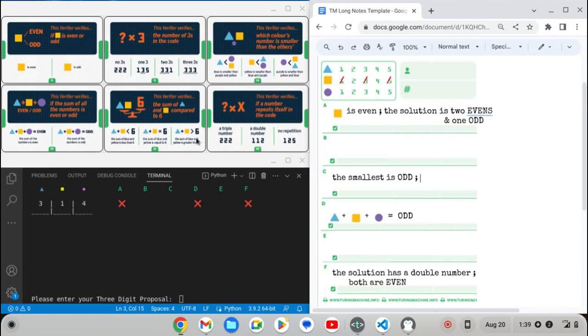And so let's see. I guess we could also eliminate, since we know the smallest is odd, there's no way it could be 5. So I think it's safe to cross out the remaining 5s.